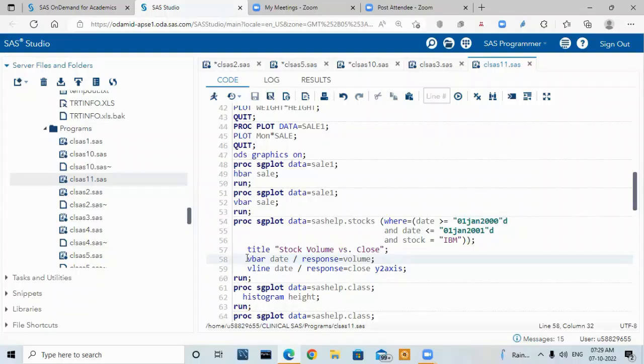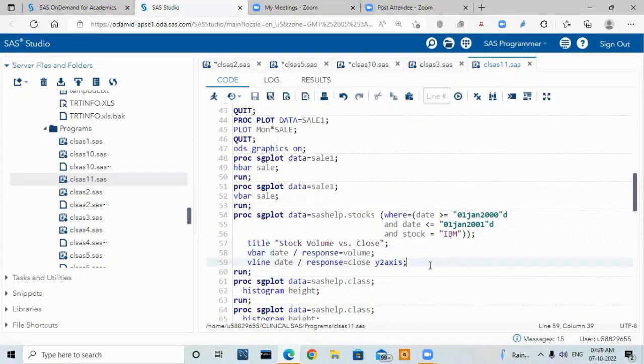So here we are drawing the V bar for which variable? The variable date. Date will be taken on the x-axis. And on the y-axis, what do we want here? On the y-axis, we want the volume of the sale, the volume of the stocks. Volume of the stocks we are taking on the y-axis.